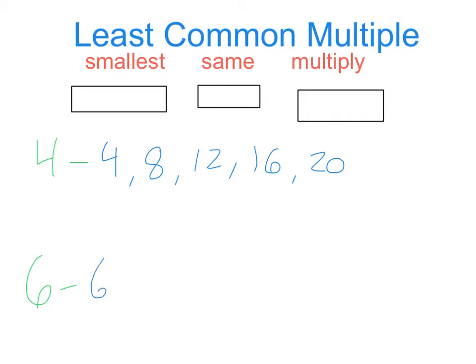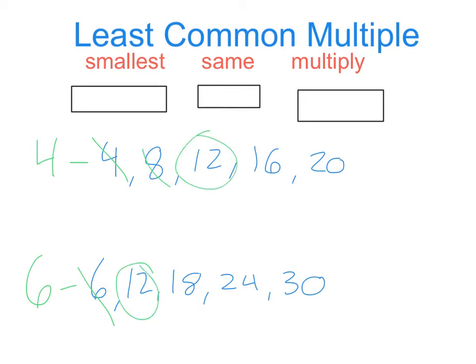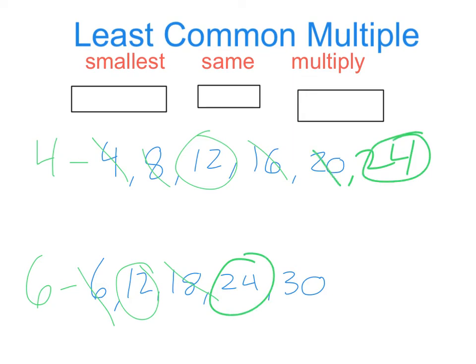Let's go 6 times 1 is 6, 6 times 2 is 12, 6 times 3 is 18, 6 times 4 is 24, 6 times 5 is 30. Now I'm going to go back and look if they have anything in common. The 4 and the 6 don't match, the 8 doesn't match with anything, the 12s match. I don't see that 16 matches with anything. If I go one more with my 4s, the 24s do match. The 20s don't match and the 30s don't match.